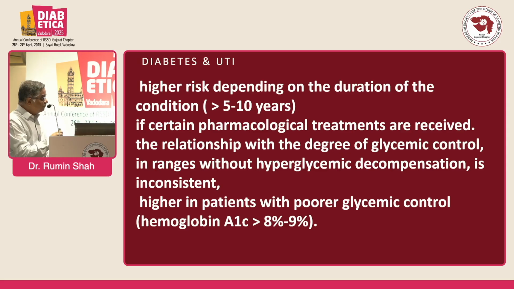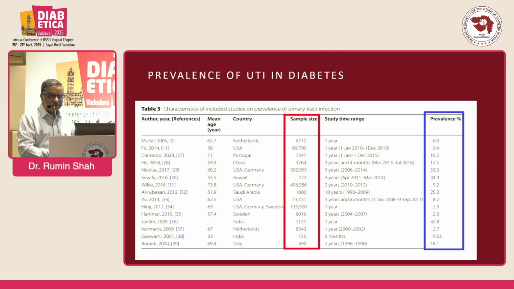The relationship with degree of glycemic control, whether FBS, PP2 are very high, A1C is high, is ambiguous. There is no clarity. But obviously, a patient who is poorly controlled, whose A1C is very high, above 8.5 or 9, has a higher propensity to develop infection. So duration is important. Glycemic control is not that important. Males have less UTI, females have high.